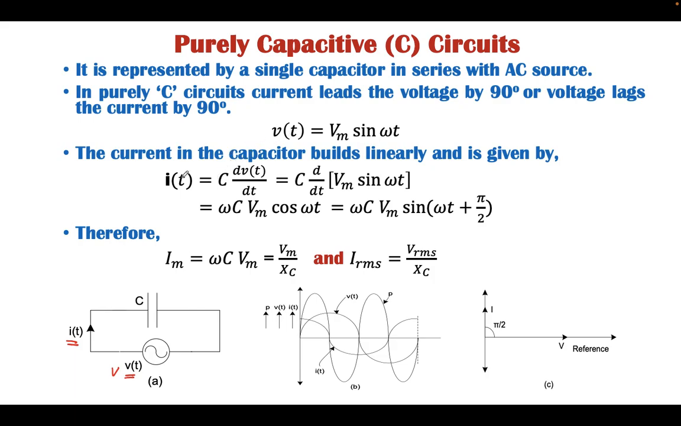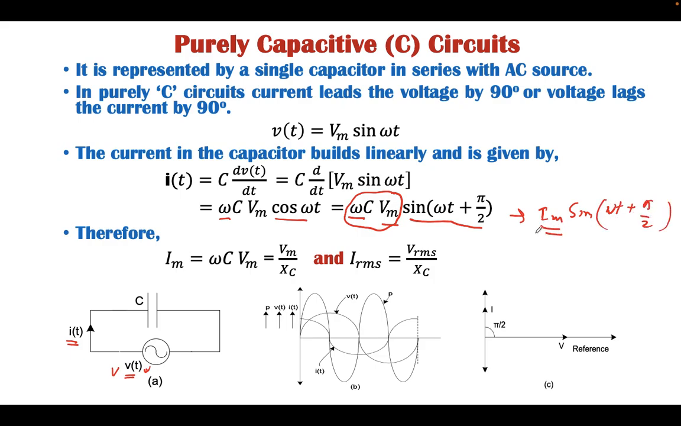Since we know i equals C dV by dt, and the function Vt is known to us, which equals Vm sin omega t, differentiating this function gives cos of omega t. This cos of omega t is converted into a sine function, then it will be omega C Vm sin(omega t plus pi by 2). Here again we can compare this with the standard form, Im sin(omega t plus pi by 2).